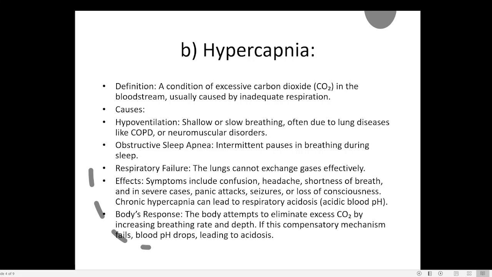Another is obstructive sleep apnea. That is intermittent pauses in breathing. For example, you are sleeping normally, and even during sleeping the breathing continues. But in some people there will be a short period of no breathing. That is known as intermittent sleep apnea. There is an absence of breathing, and this is intermittent. Intermittent means repeating after some interval of time.